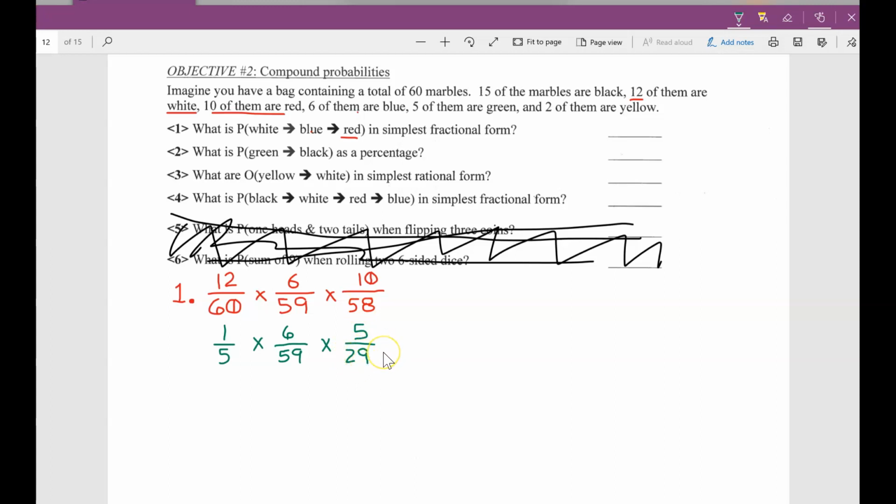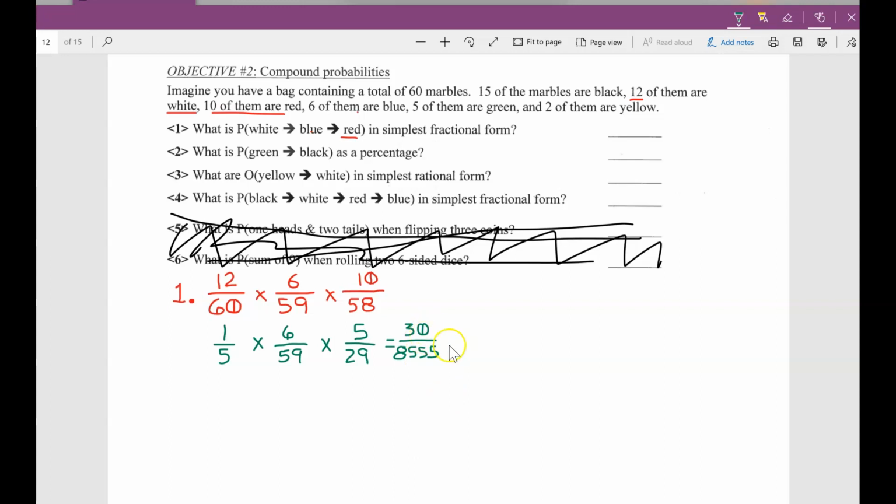So this is a much funkier calculation than we had to do yesterday. Let's do across the top. 1 times 6 times 5 is going to be 30. And across the bottom, we have 5 times 59 times 29. Not exactly something you can necessarily do in your head. So grab a calculator. This is crazy. Your denominator here is going to be 8,555.